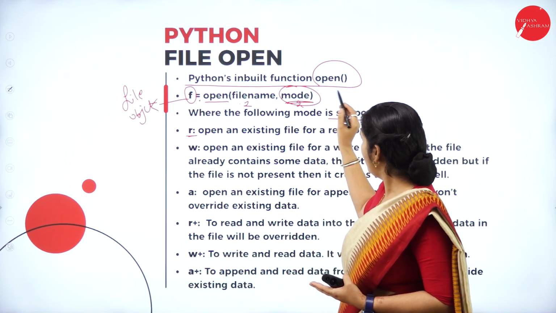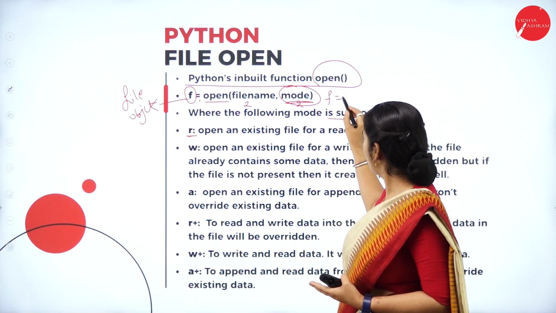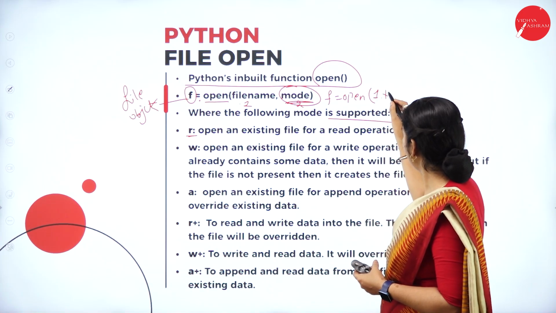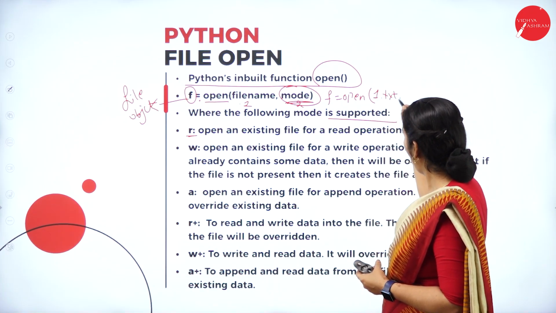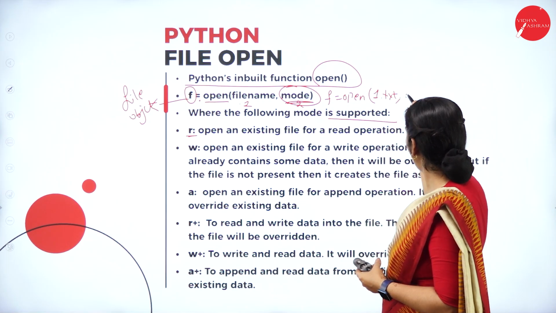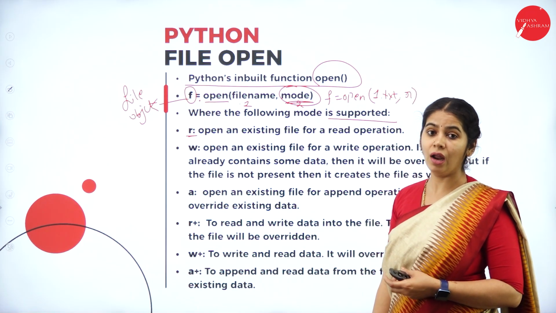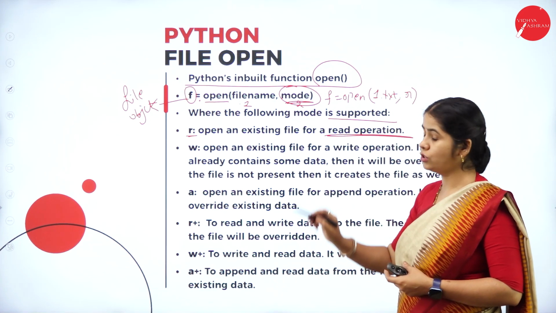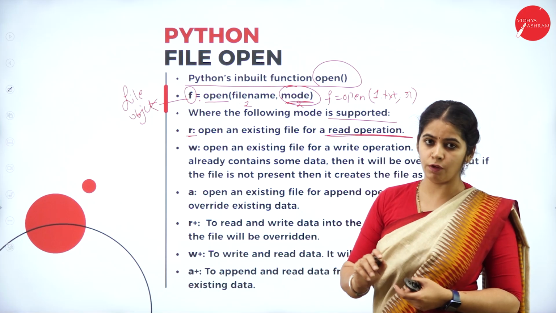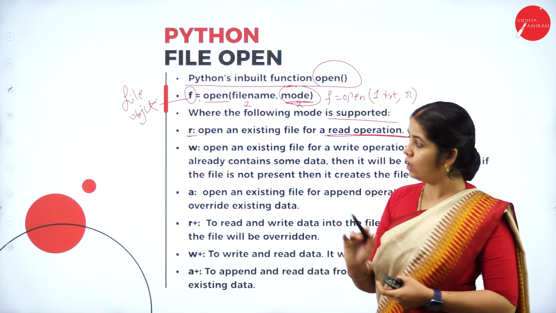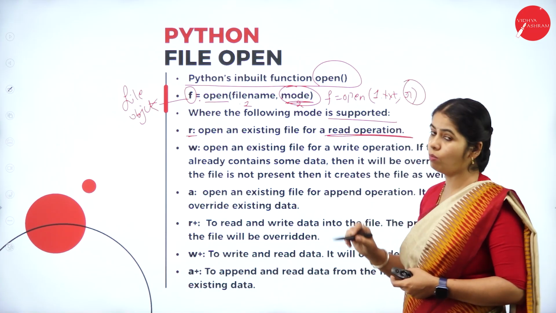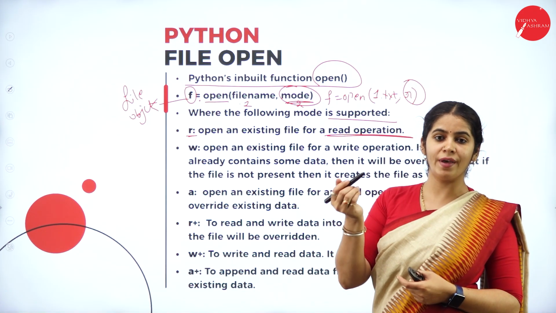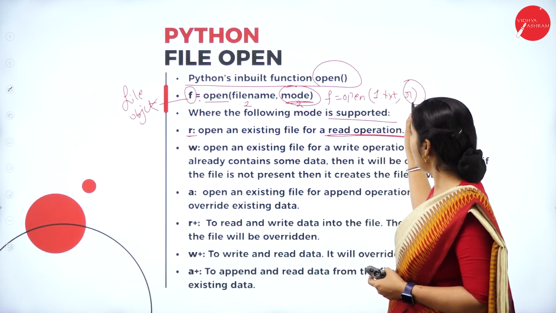R represents read mode. If I write, for example, f equals open, 1.txt as the file name, and comma, the mode, I am opening it in R mode. R stands for opening the existing file for reading. Only to read the content of the file am I opening it. That is the access mode: it lets us know how the file can be accessed, only in read mode.